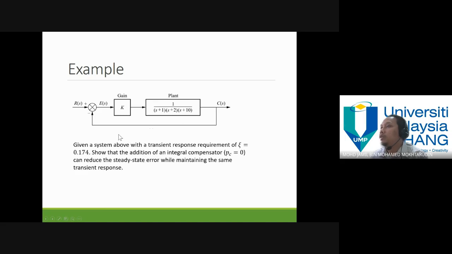So let's say you are required to design a system, okay? Given the system above with a transient response requirement of damping ratio equals 0.174. Show that the addition of an integral compensator, so PC equals zero, can reduce the steady state error but maintain the same transient response. Okay, so let's look at this example.